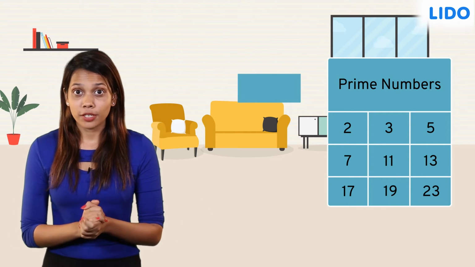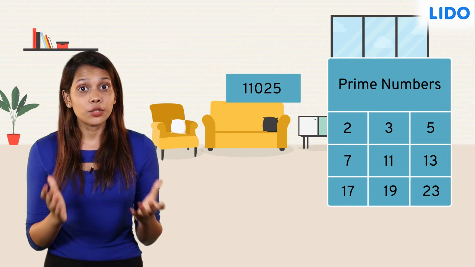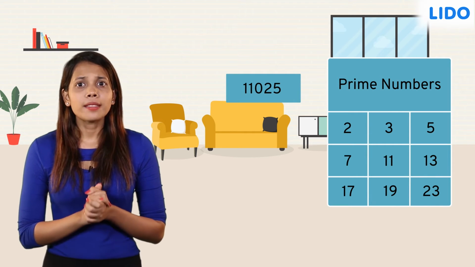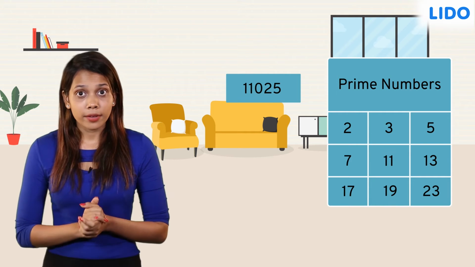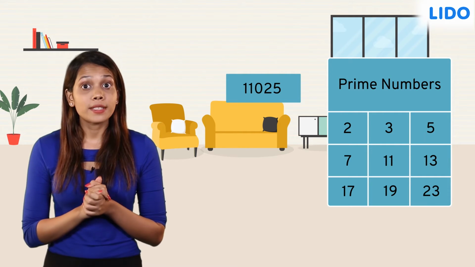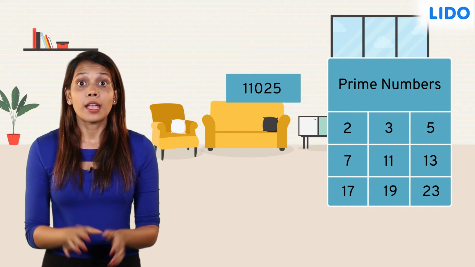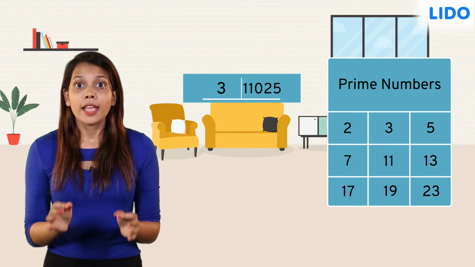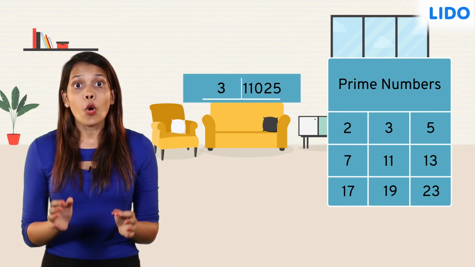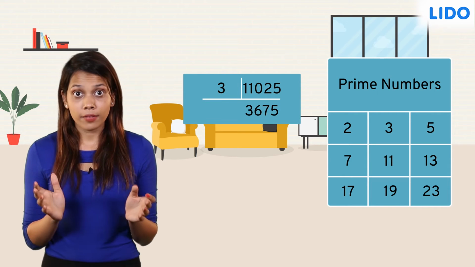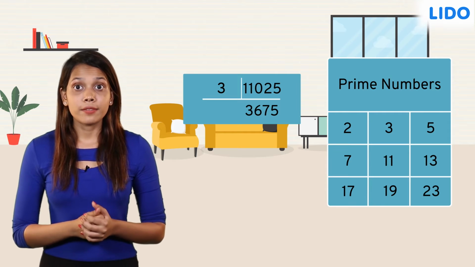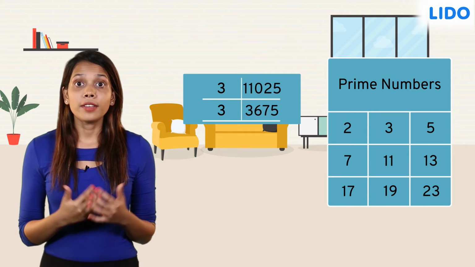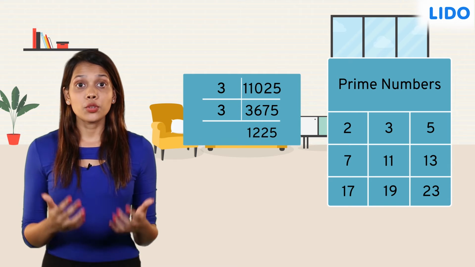Let's try the same procedure with the number 11,025. Let's find the prime factors of 11,025. 11,025 is an odd number, so it's not divisible by 2, but it's divisible by 3. Dividing, we get the quotient of 3,675. Again, 3,675 is divisible by 3. Dividing, we get the answer 1,225.